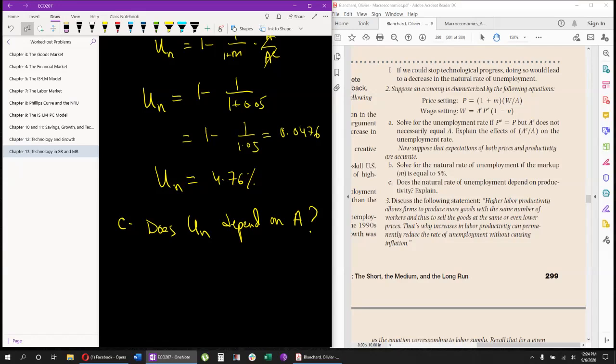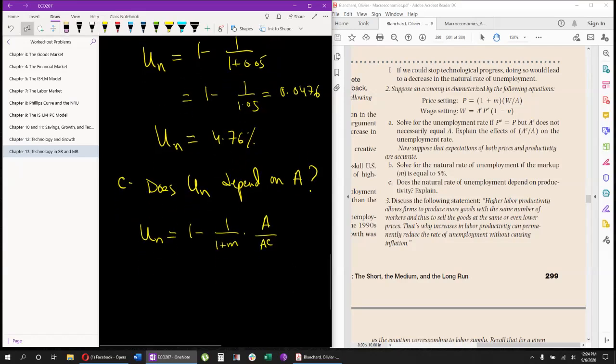Okay, so hopefully you guys have had a think. This is the equation that we had: 1 plus M times A. Now, it may look like UN definitely depends on A because we have this here. So of course, if this changes, this will change. But that is not technically correct, because what really matters in this case is expectation.